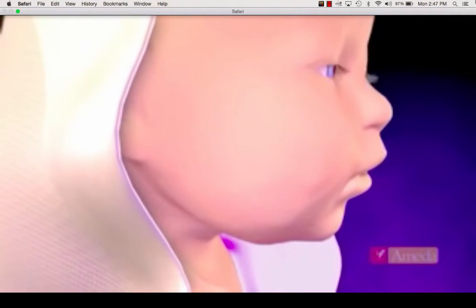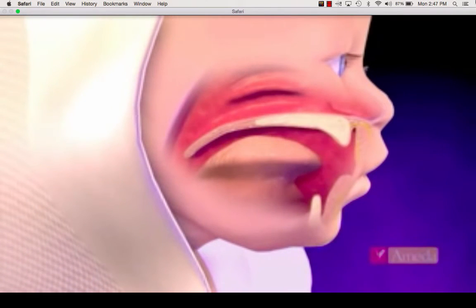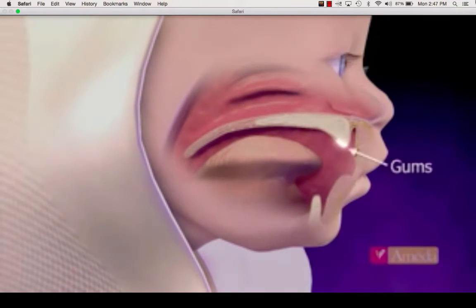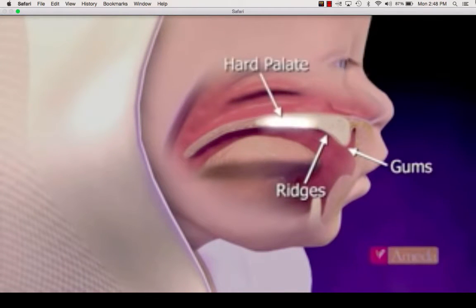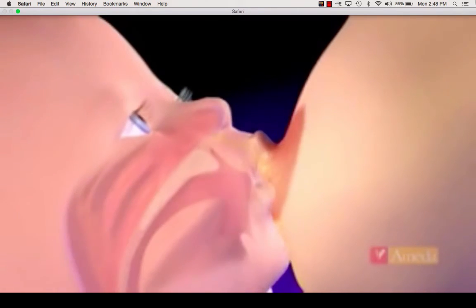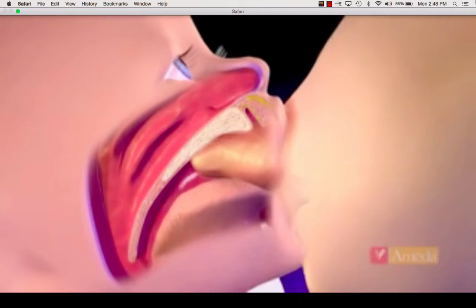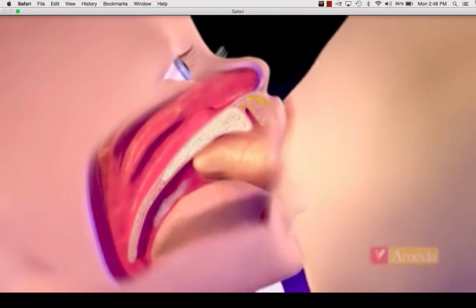To understand how latch-on affects your comfort, let's look inside at the roof of a baby's mouth. Behind the baby's gums are ridges. Behind the ridges is the baby's hard palate. When your baby takes your breast into his mouth, if your nipple lands near the front of his mouth, your nipple will press against his hard palate. This is called a shallow latch, which can cause discomfort for you as he breastfeeds.